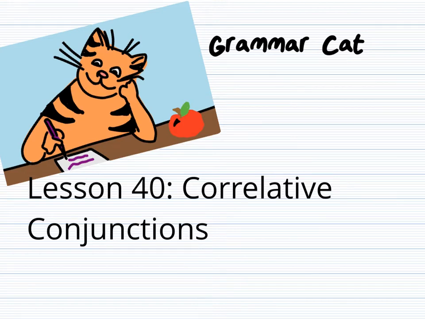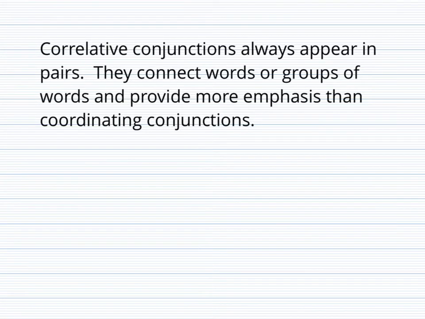Hey guys, today we are going to talk about correlative conjunctions. Things that correlate go together. And these correlative conjunctions always appear in pairs, so there will always be two. They connect words or groups of words, and they provide more emphasis than a simple coordinating conjunction. So they show how words correlate or go together, and they always show up in pairs.